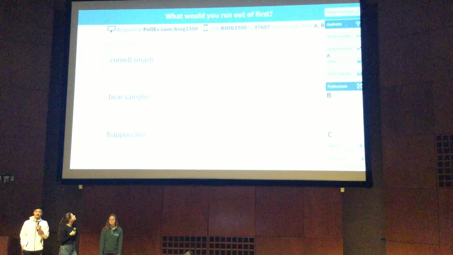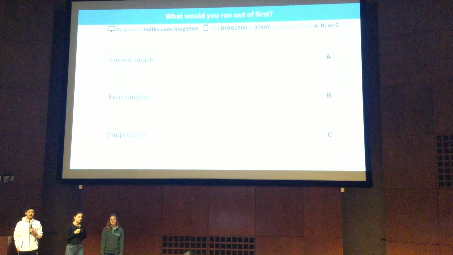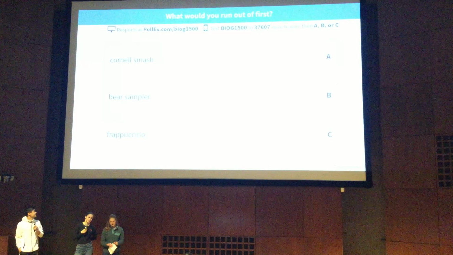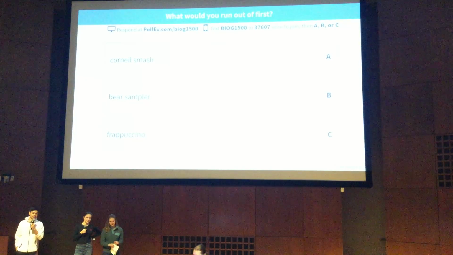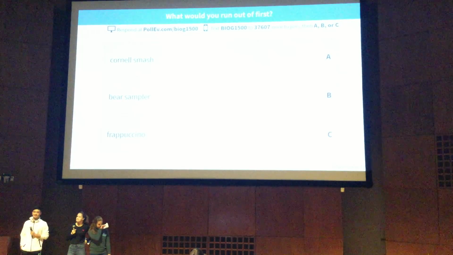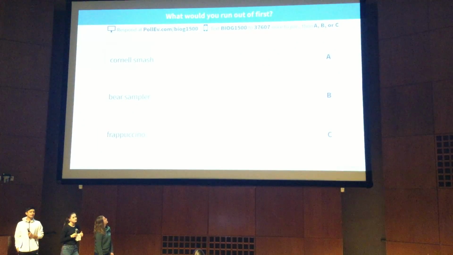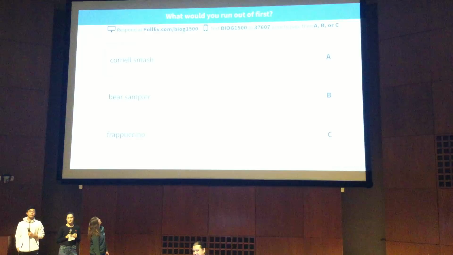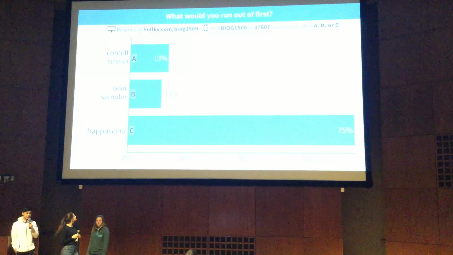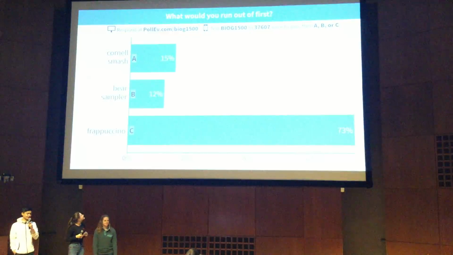Okay, so this is the most important question. If you don't get this right, you don't really understand the purpose of this class. So which one of these would you run out of first as a college student? Which one of these is your limiting nutrient? That is absolutely correct. It is the Frappuccino.